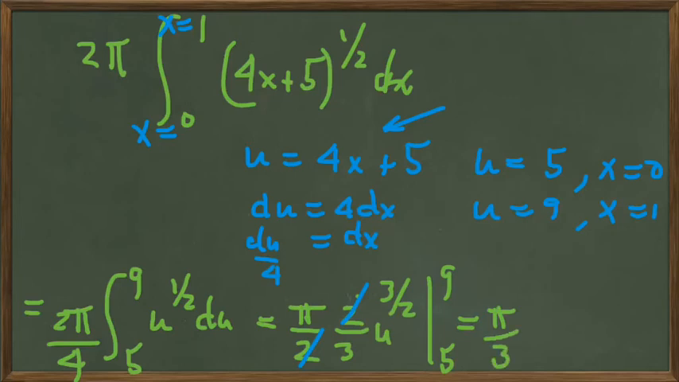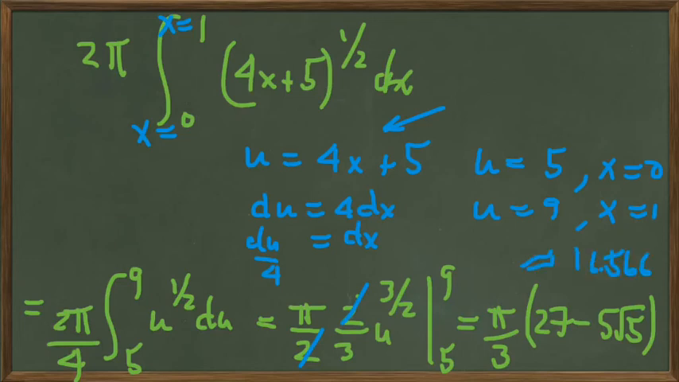times 9 to the 3/2, which is square root of 9 cubed, which is 27, and then minus 5 to the 3/2, which is 5 square roots of 5. And in your textbook you see that that is approximately 16.566. And that's on page 128 of your textbook, where this example is wrapped up.